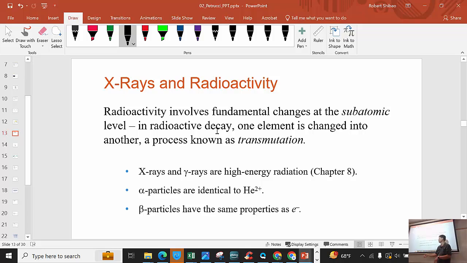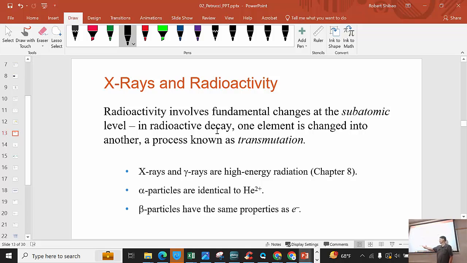Chunks of nuclei break off. These chunks are called alpha particles, some of them. And there could be bigger chunks than alpha particles, but alpha particles are a common chunk of nucleus that breaks off. And this chunk of nucleus consists of 2 protons and 2 neutrons, no electrons. 2 protons and 2 neutrons. 2 protons is the element helium, so we call them He2+. Those are alpha particles. Alpha particles are quite dangerous. X-rays and gamma rays are also very dangerous. Both of these we call ionizing radiation. X-rays, gamma rays, alpha particles.